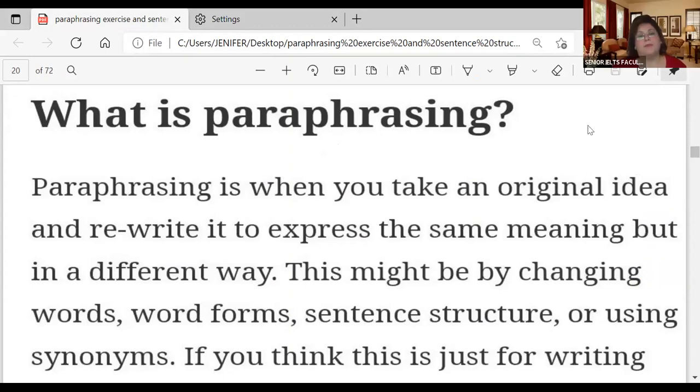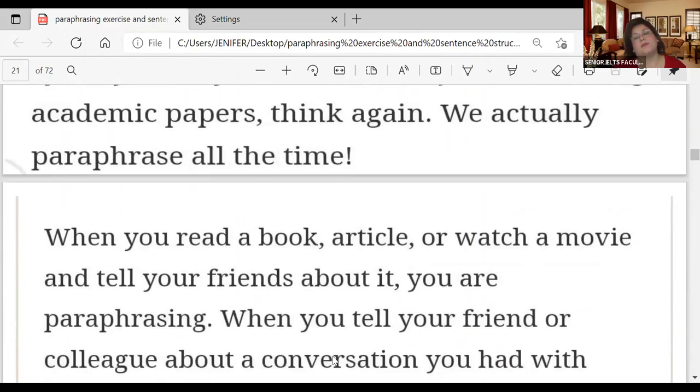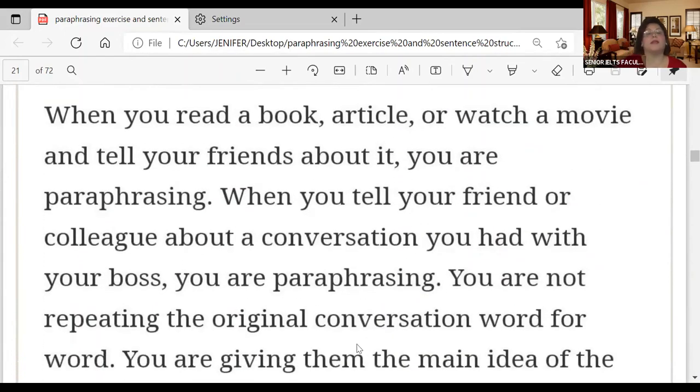What is paraphrasing? Paraphrasing is when you take an original idea and rewrite it to express the same meaning, but in a different way. This might be by changing the words, word forms, sentence structure, or using synonyms. If you think this is just for writing academic papers, think again. We actually paraphrase all the time. In conversation among friends, you don't repeat every word to the other friend, you cut down a little, you add on a little. So this is called paraphrasing.